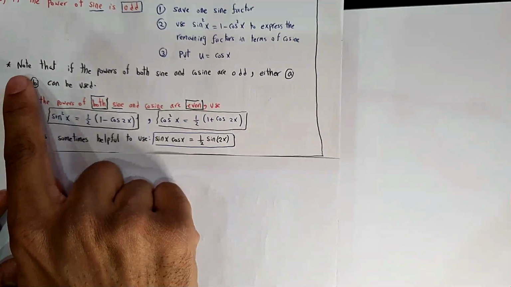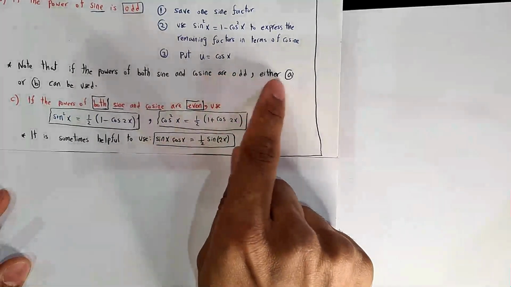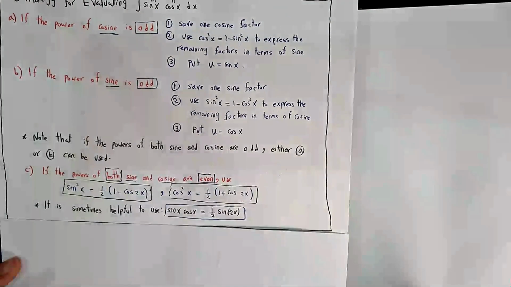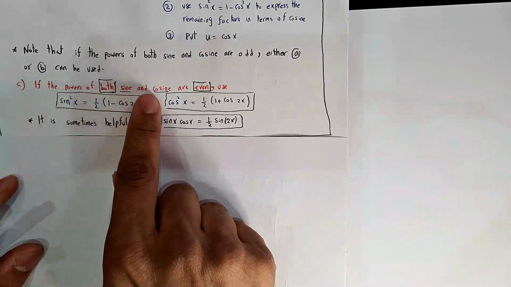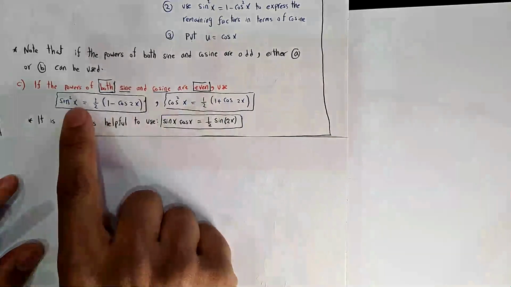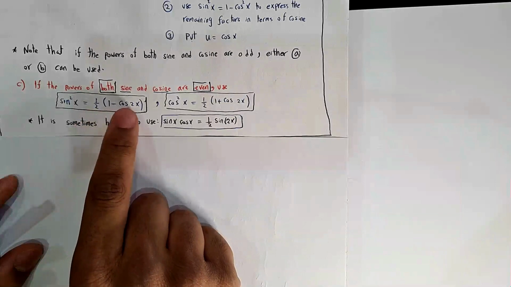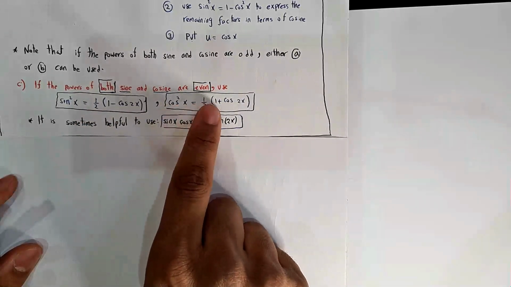Here we have a little note. Note that if the powers of both sine and cosine are odd, then either A or B can be used. Alright? Part C. If the powers of both sine and cosine are even, then you can use one of the following identities. Sine square x equals half of 1 minus cosine 2x, or cosine square x equals half of 1 plus cosine 2x. Let us see the proof.